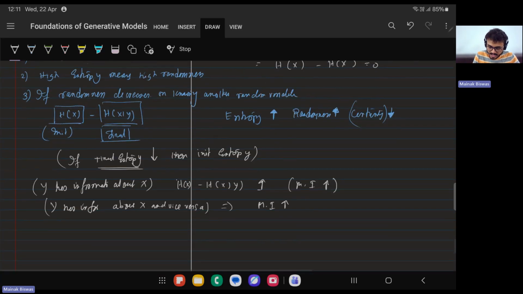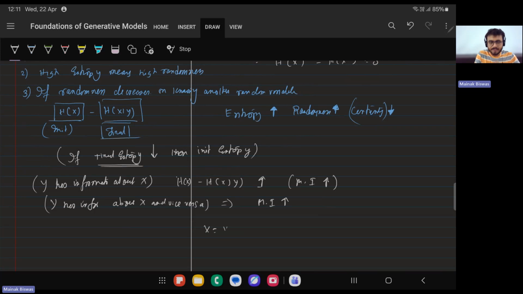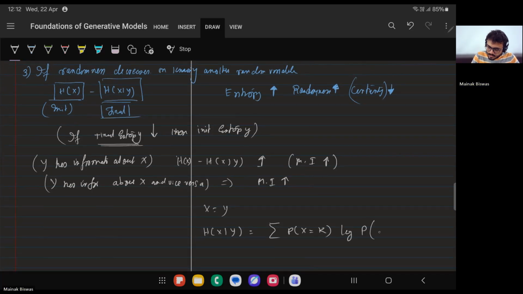So let's take a perfect case where X is equal to Y. If X is equal to Y, what is the conditional entropy of X given Y? Let us write this down for a discrete case. It's not defined for a continuous case. So it's P of X given K equal to K, log of P of X equal to K given Y.